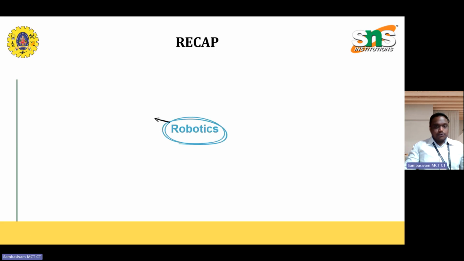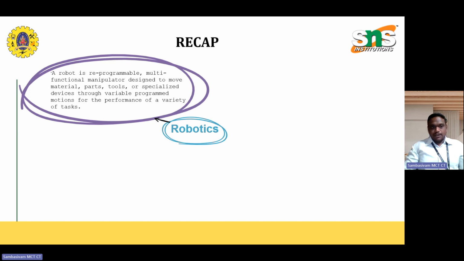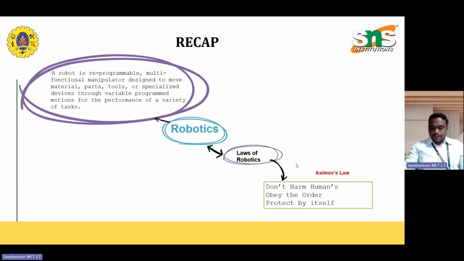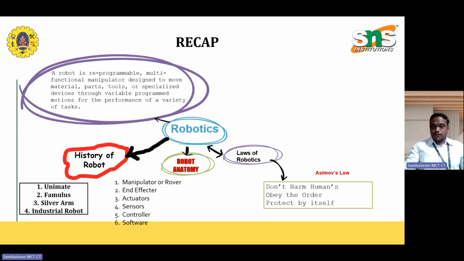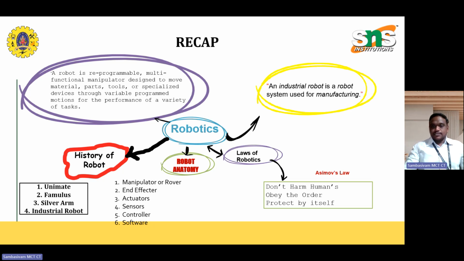The previous topic was about what is meant by robotics: a reprogrammable multifunctional manipulator designed to move materials, parts, tools, or specialized devices through variable programmed motions for the performance of a variety of tasks. Then we moved to the laws of robots, Asimov's three laws: don't harm humans, obey human orders, and protect itself. Then the history of robots, the evolution of industrial robots, and robot autonomy, like the manipulator, end effectors, actuators, sensors, controllers, and software. These are the things we have discussed in the previous classes.